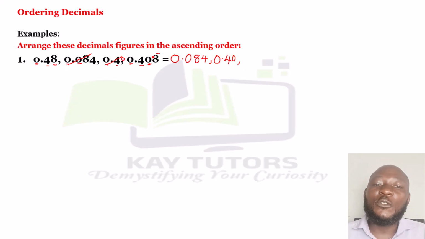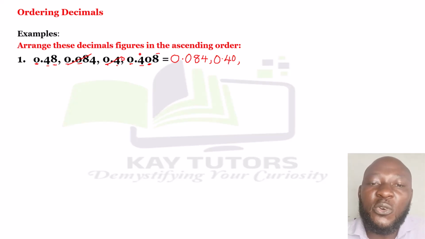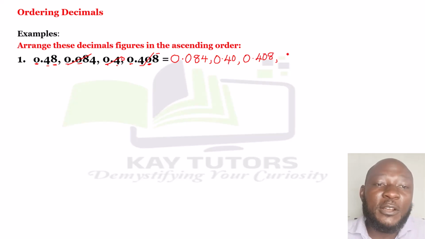You see why I said you should not call this a whole number, 408. If you call this a whole number, this will be bigger than this, but you cannot call this a whole number. You call this 0.408, while this is 0.48. So 8 here is bigger than 0 here, so this is smaller. So you now say 0.408. And finally, the biggest of all the decimal numbers here is 0.48.